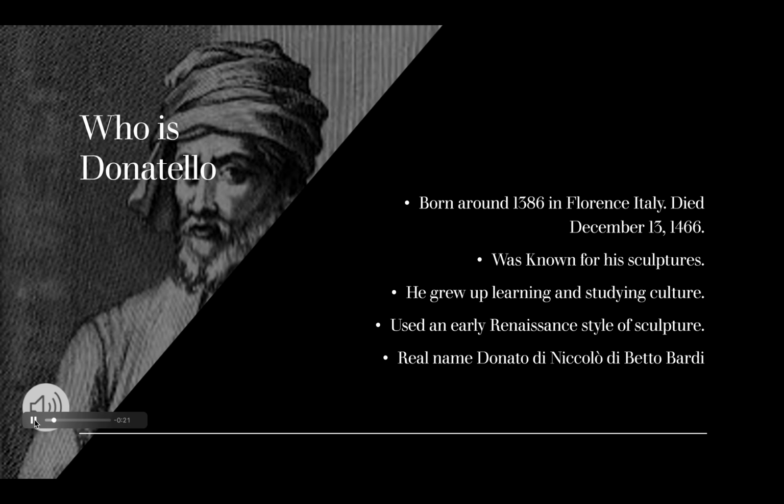Donatello was born around 1386 in Florence, Italy. He died December 13th, 1466, at the age of 80. Donatello was best known for his artwork, specifically in sculptures. He grew up learning and studying culture. As a result of his learning, he developed an early Renaissance style of sculpture.